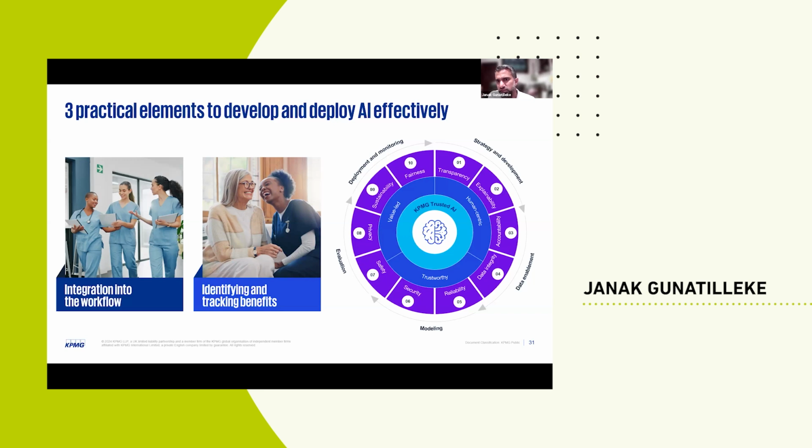So the third element is, we talked a lot about the risks and the governance. The trusted AI approach is something that we use when we work with clients, and it has 10 elements. It's a comprehensive way to think about the risks and governance that you need to have in place when you're identifying AI solutions, developing them, and then also deploying and managing them in the long term.